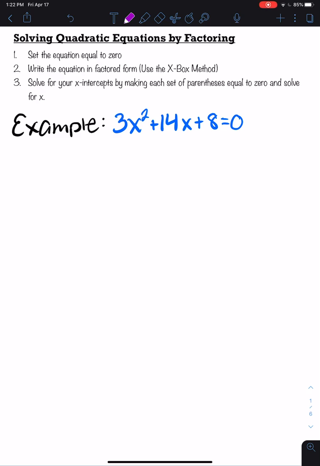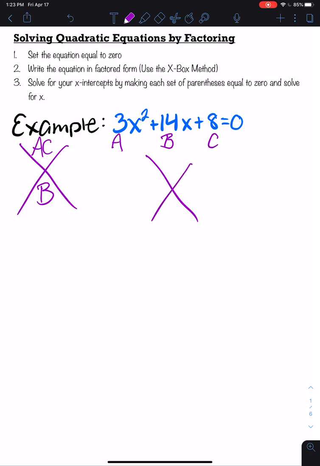can begin my x-box. And if you remember, the x-box method says that a times c is at the top and b is at the bottom. A is always your coefficient, or the number in front of your variable squared, so x squared. B is always the coefficient of your variable, so in this case it's 14 because it's the number in front of x. And c is always the constant, it's the number completely by itself with no variable. So in this example, a times c would be 24, and b is 14.